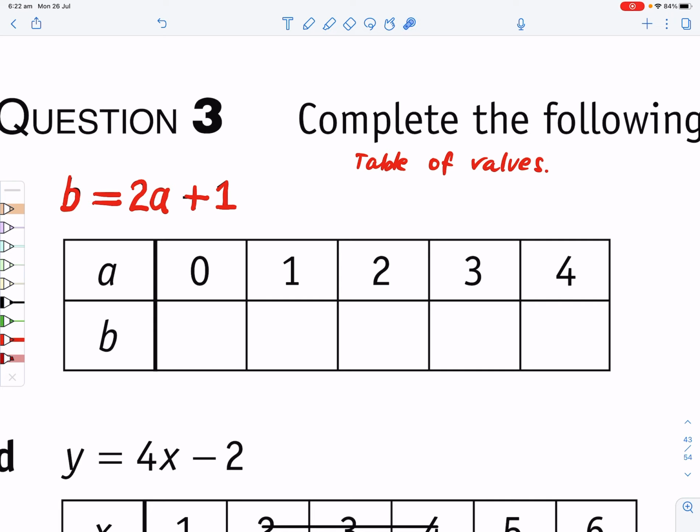So now you see in this table, this is A and they want us to find B. This is A and they want us to find B. So, if A is equal to 0, what's B? No problem. B is 2 times A plus 1. Remember, this is our equation. And if A is 0, B is 2 times 0 plus 1. In other words, 1.